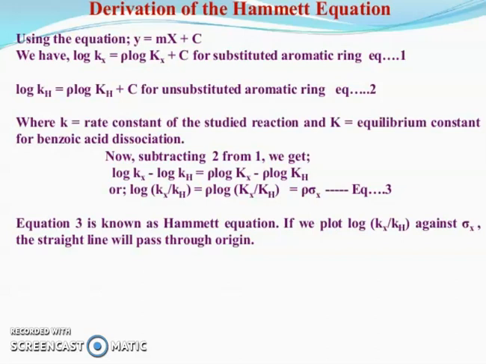Now subtracting 2 from 1, we get log kx minus log kh equals rho sigma x, or log kx divided by kh is equal to rho sigma x. So equation 3 is known as the Hammett equation. If you plot log kx by kh against sigma x, the straight line will pass through the origin.